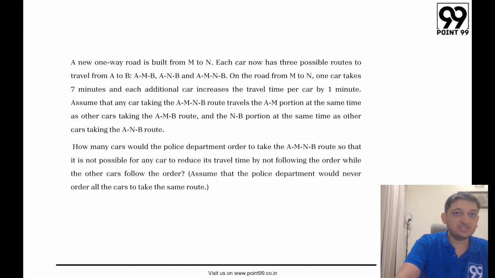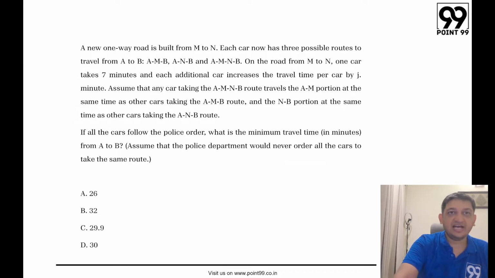A new one-way road is built from M to N, and now you have A, M, B, A, N, B, A, M, N, B, 3 possible routes that are there. And in this, how many cars would the police department order to take the AMNB route so that it is not possible for any car to reduce its travel time, right? So meaning the best optimization should have been done. And the last question, same logic that is there, just that minimum time to travel from A to B.